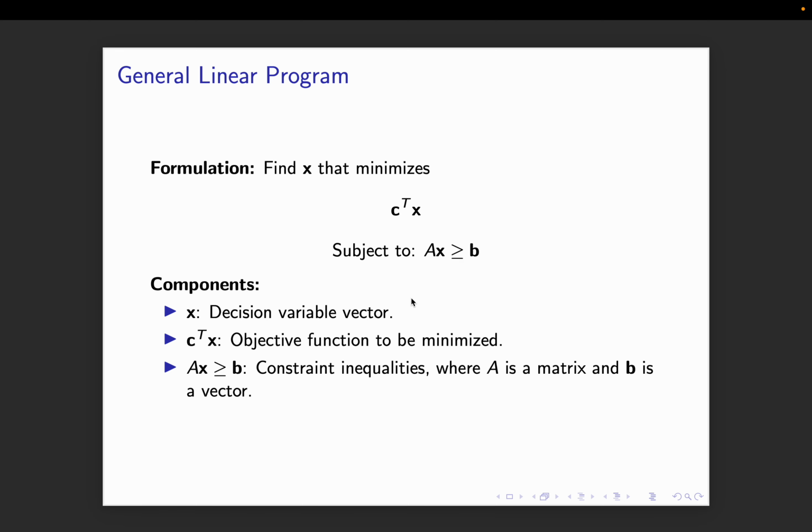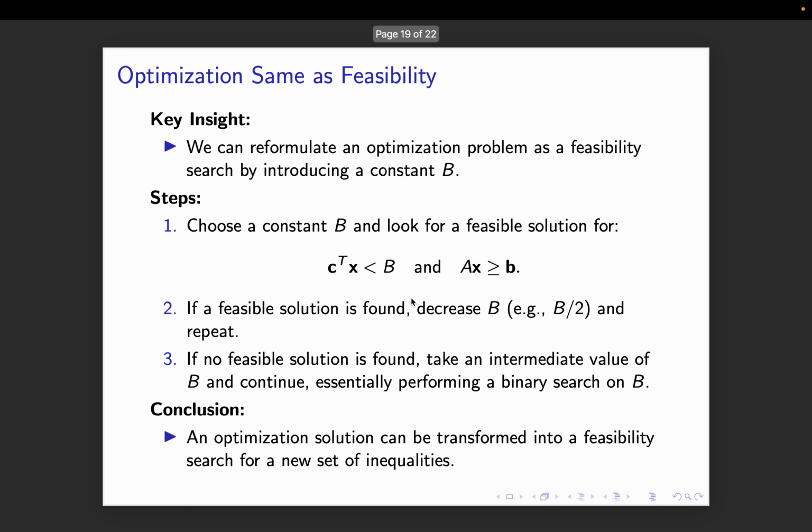So the key insight for this argument here is that we can formulate an optimization problem as a feasibility search by introducing a constant, let's say capital B. So choose a B and look for a feasible solution for C transpose x less than B and Ax greater than b.